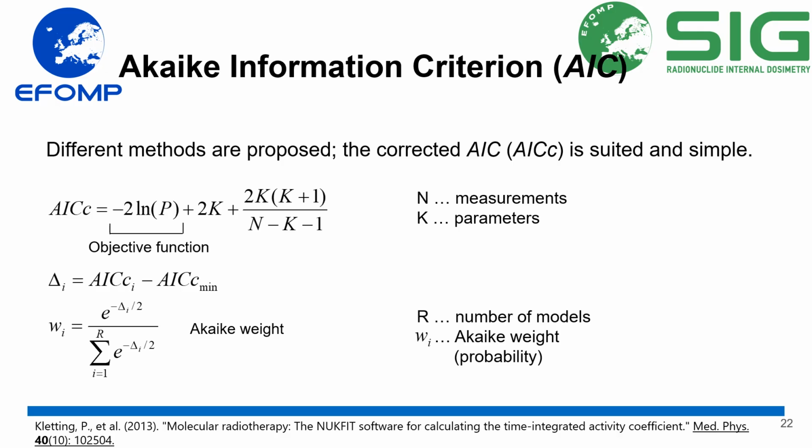Then one calculates the AICc values for all functions or models one wants to compare. From these, one chooses the function where the AICc value is minimal. Then one calculates the delta by subtracting the minimum AICc value, followed by calculating the Akaike weight using the equation shown at the bottom.